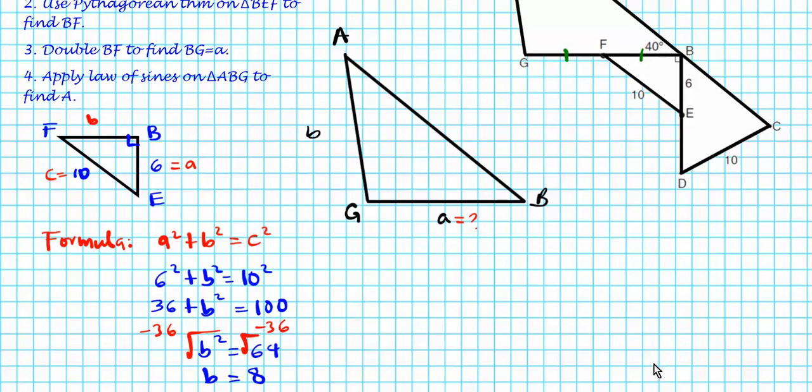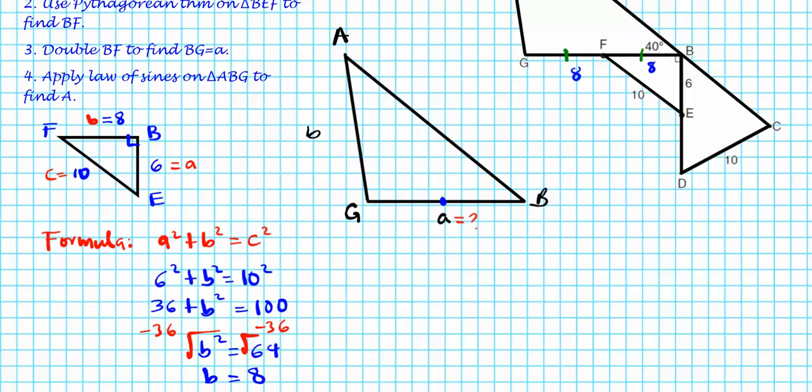Okay, so now that we know what little b is, 8, we know what BF is. BF is 8. Now, since BF and FG are congruent, it follows that GF is also 8, right? So our little a is a combination of BF and FG.